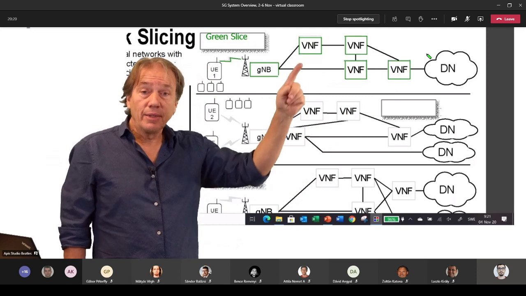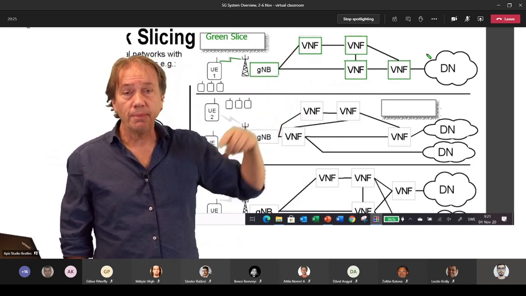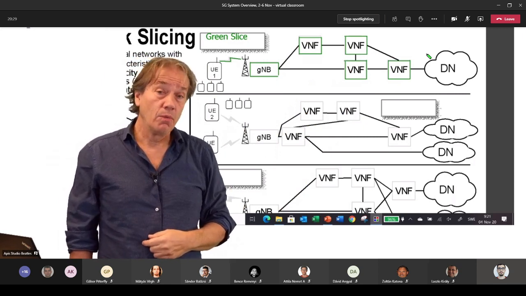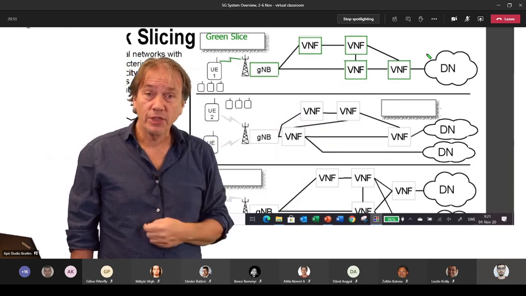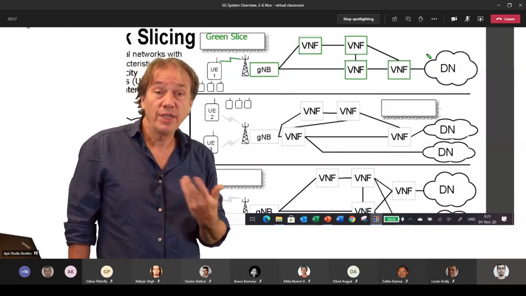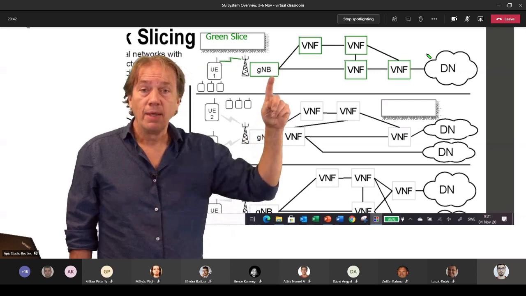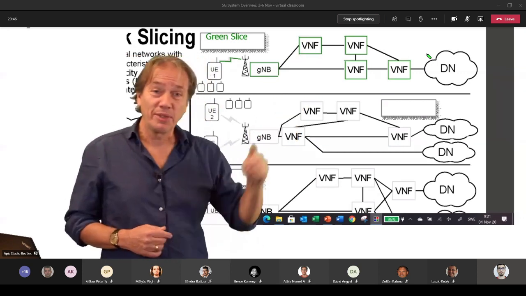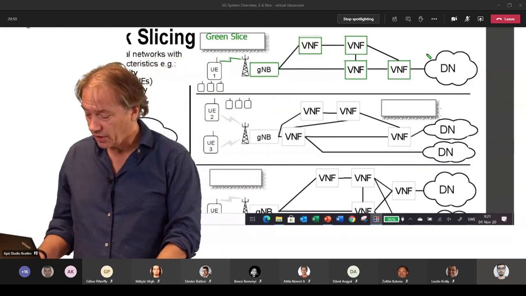And yeah, this is a VNF which has an interface to the G node B, which means that it can either be the AMF, the Access and Mobility Management Function, or a UPF, because the other VNFs do not have direct interfaces to the G node B. And yeah, my idea when I did the picture was that this is an AMF, an Access and Mobility Management Function.